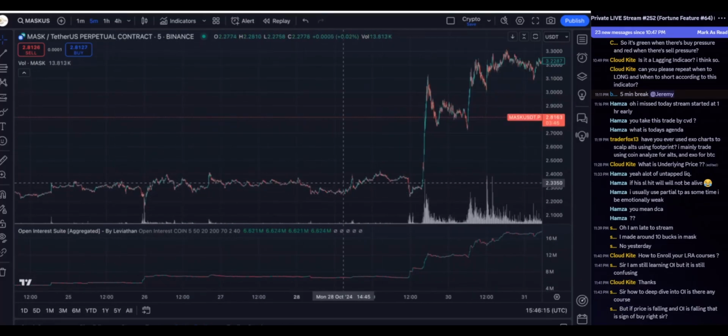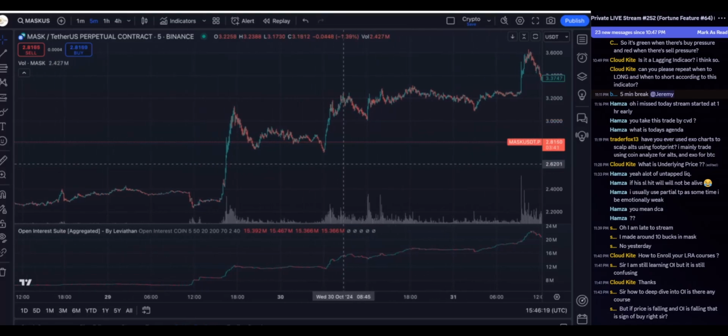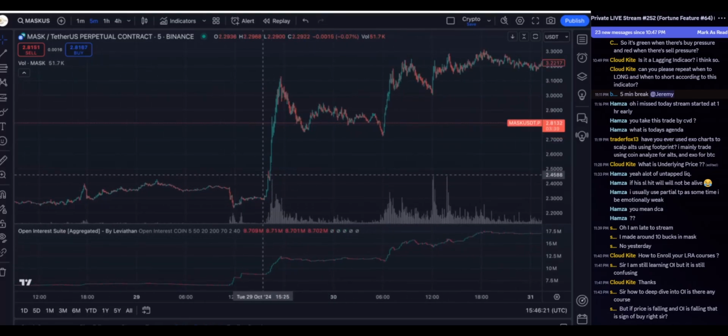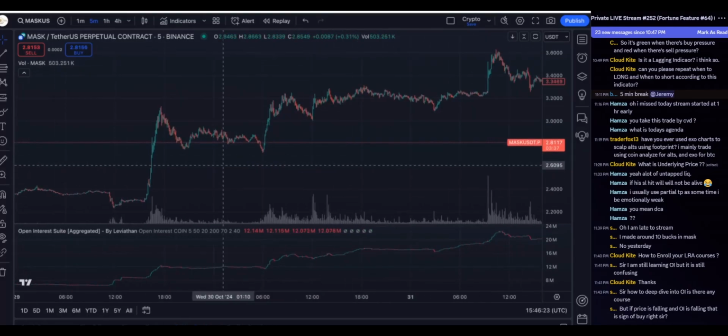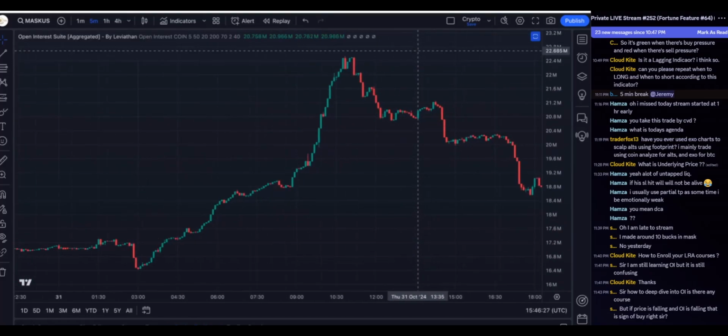And here we can see a lot going on. We can see that open interest rose a lot here. Great time to long. Where do we exit? Well, like I told you before, you exit when open interest begins to really fall off. Right there. But if price is falling and OI is falling, this is a sign of buy, right, sir?